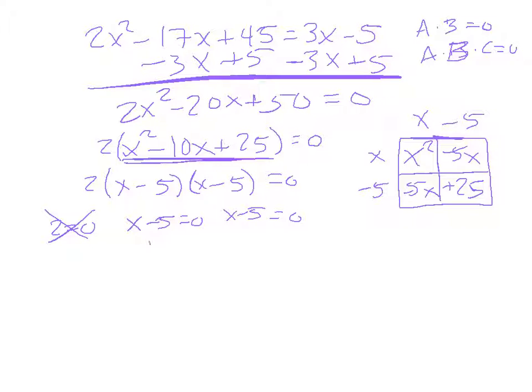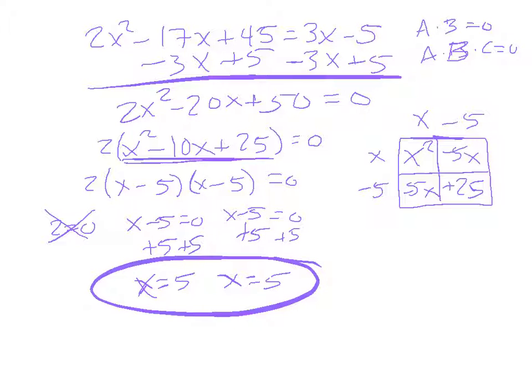But then for these other ones, I need to add 5 to both sides. So I get x equals 5. Then over here, I add 5 to both sides, and I get x equals 5 again. So on this one, even though I got 2 answers, I really only got one, and that is x equals 5. But you can just go ahead and circle both of them and just tell me, x equals 5 and x equals 5.